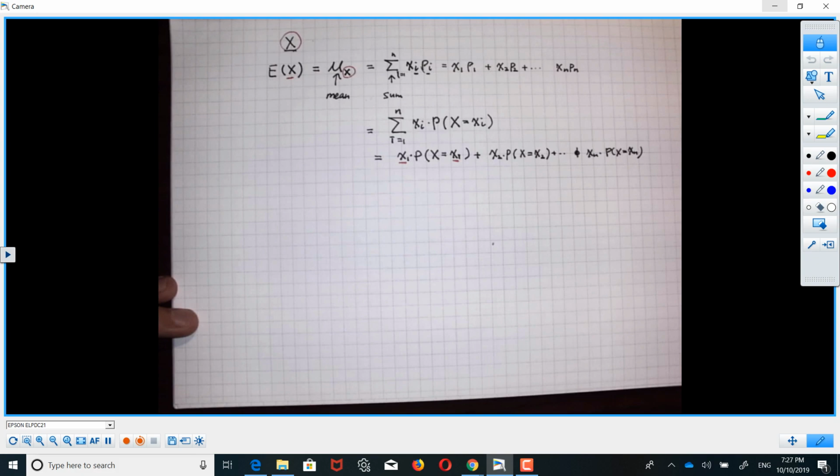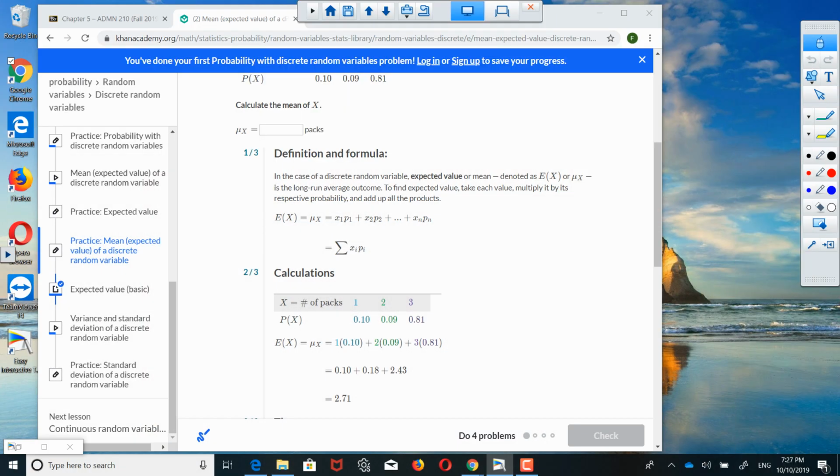So go back to the table. We have the random variable x, the number of packs: 1, 2, 3, and then the probability that x is 0.1, 0.09, 0.81.